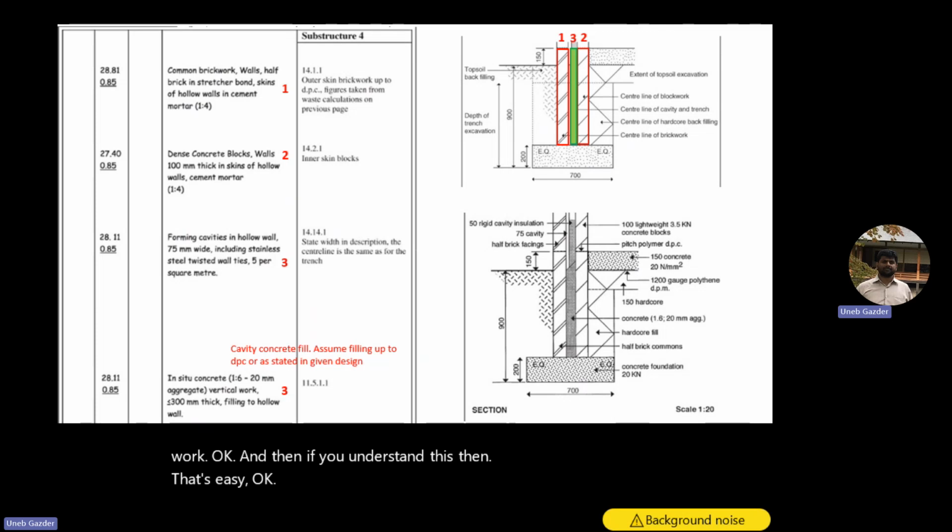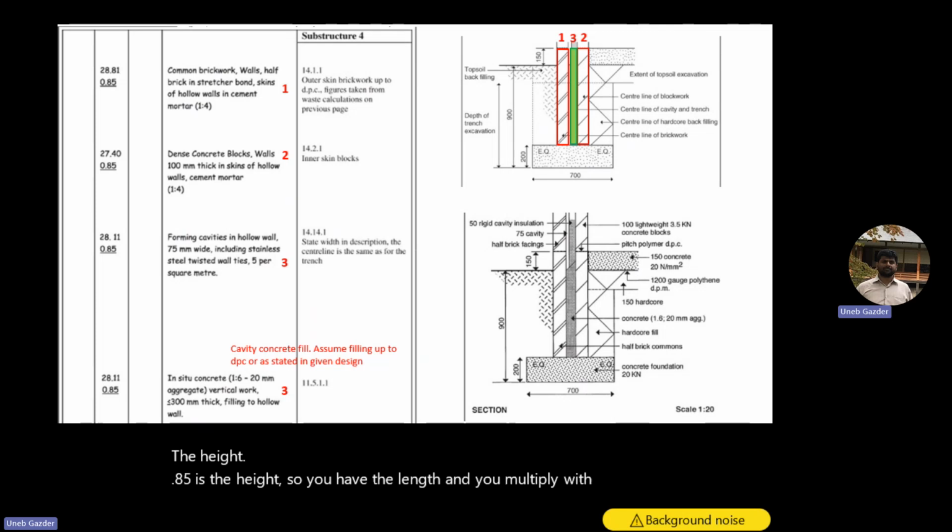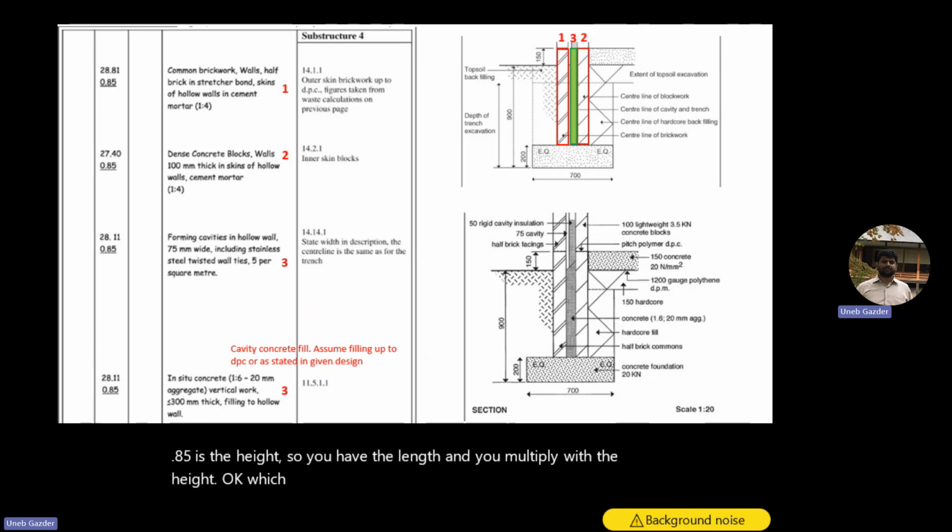The brickwork, okay, 0.85 is the height. So you have the length and you multiply with the height. Okay. Which height? Height between what and what? Tell me from the drawing.